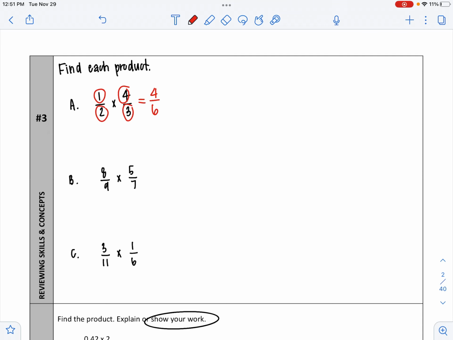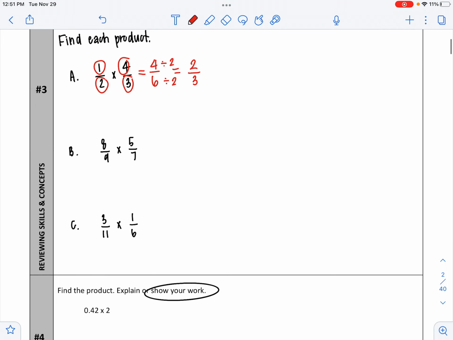denominator. Remember that you can also simplify fractions if you can divide the top and the bottom by the same thing. In this case, 4 and 6 are both divisible by 2, so we can rewrite our final answer as 2/3. In the last question on tonight's homework, you're simply multiplying a decimal times a whole number.